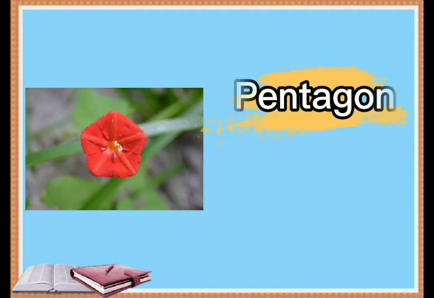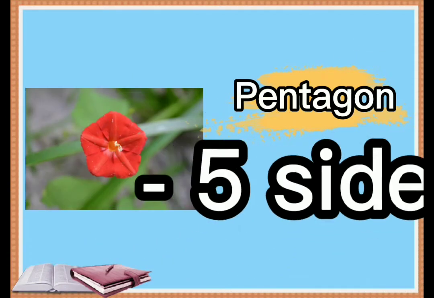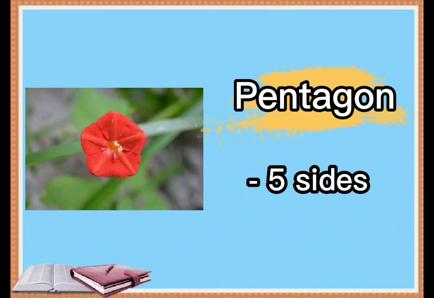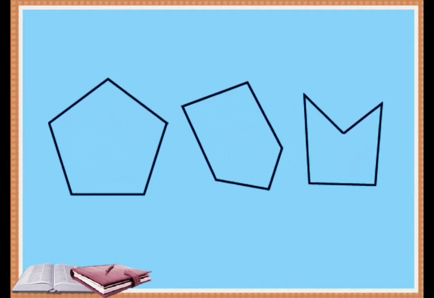We have a flower. We can form a 5-sided polygon from this flower and we call this a pentagon. A pentagon has 5 sides and 5 angles. Here are other examples of pentagons. Let's go to the next one.